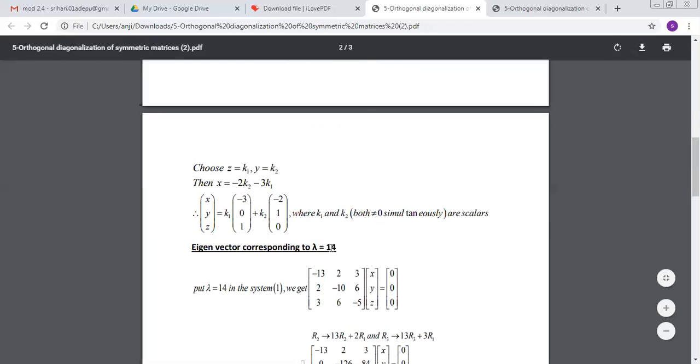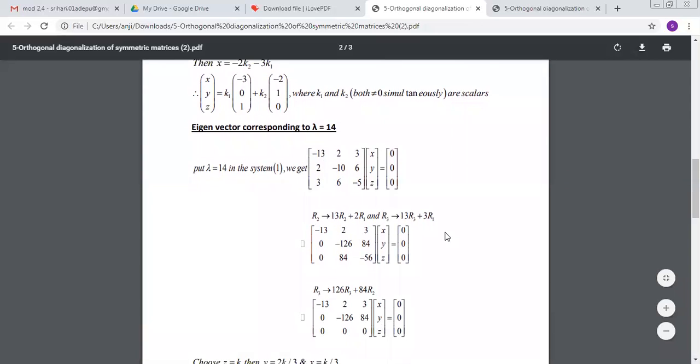Now the eigenvector corresponding to lambda equals 14. So put lambda equals 14 in the system 1. We get [-13, 2, 3; 2, -10, 6; 3, 6, -5] times [x, y, z] equals [0, 0, 0]. So R2 becomes 13 R2 plus 2 R1 and R3 becomes 13 R3 plus 3 R1, which gives [-13, 2, 3; 0, -126, 84; 0, 84, -56] times [x, y, z] equals [0, 0, 0].